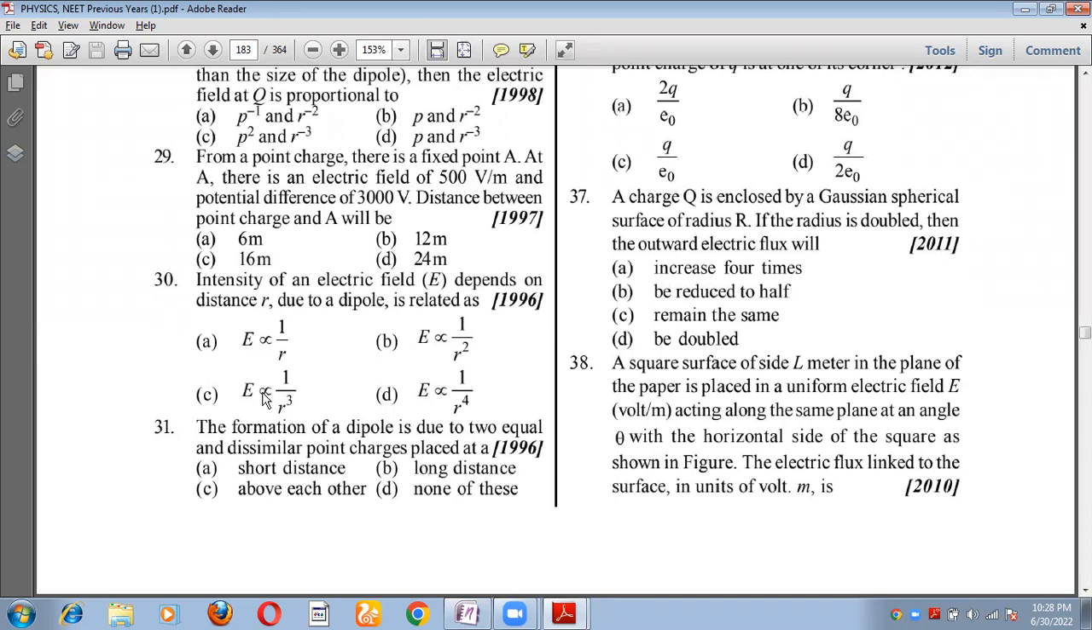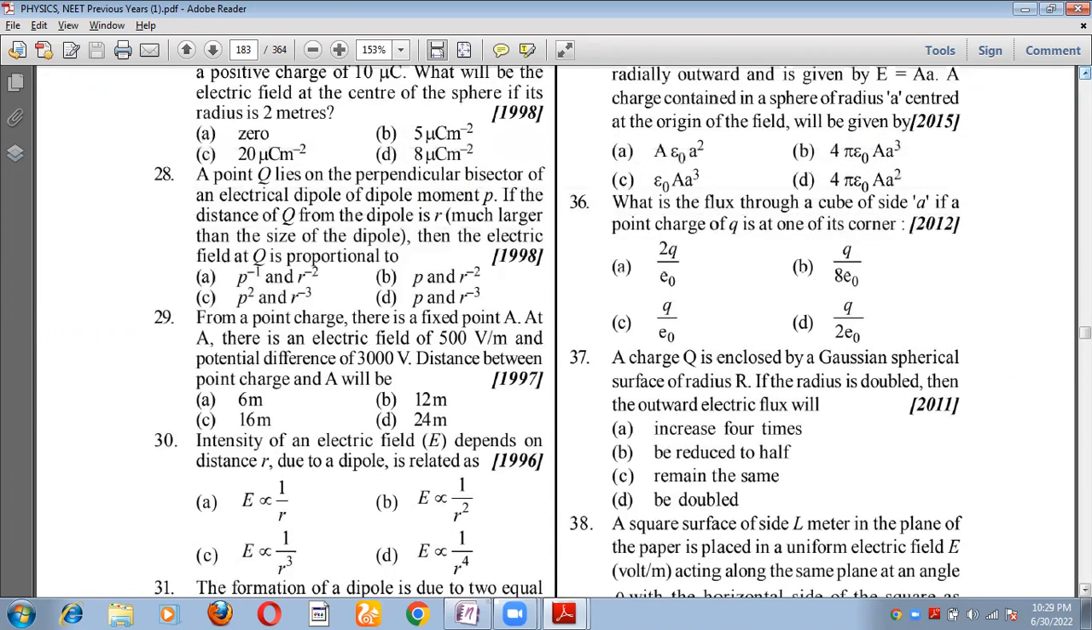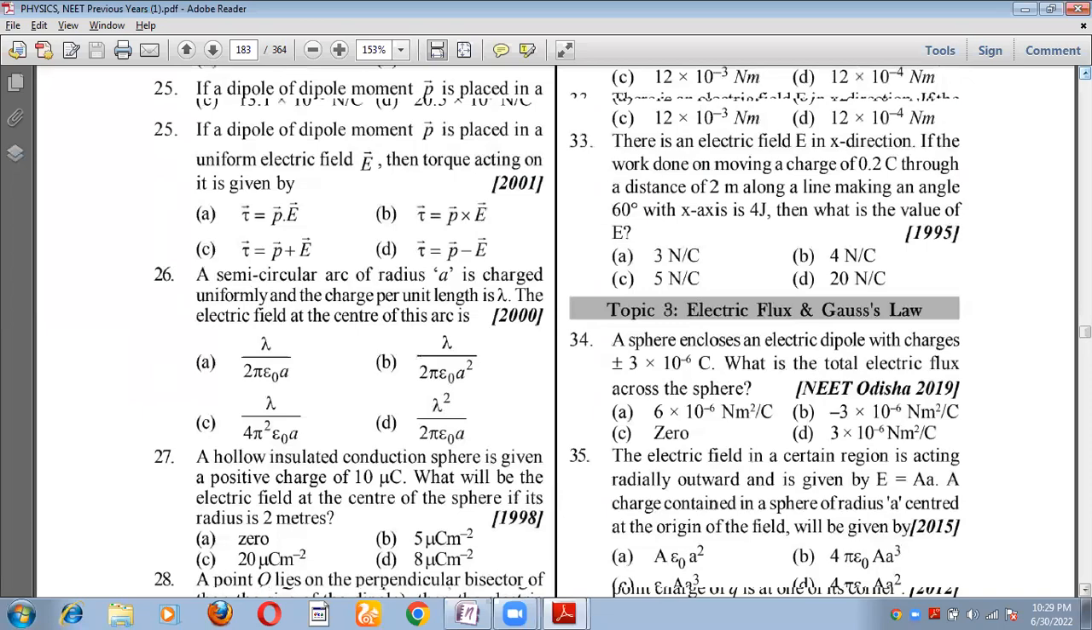Now see question number 31. The formation of a dipole is due to two equal and opposite charges placed at a very short distance. We all know that a dipole is formed by placing two charges at a very short distance. And again, last question.